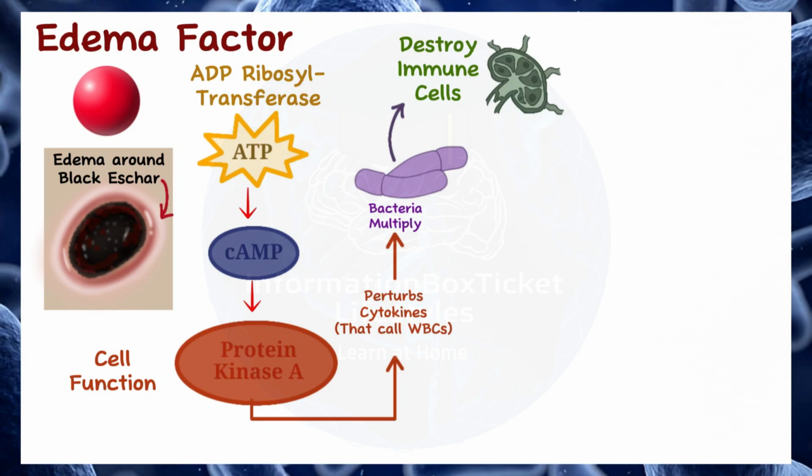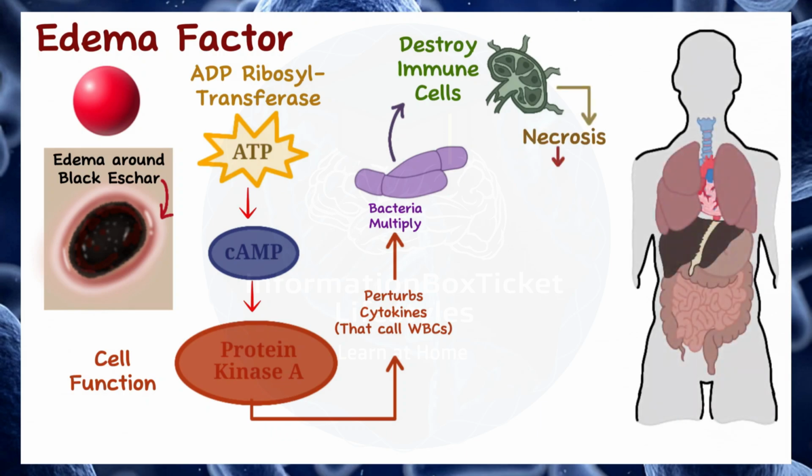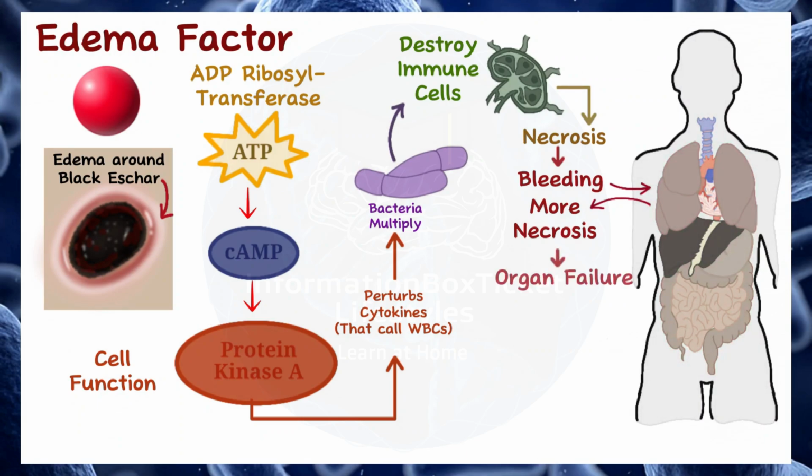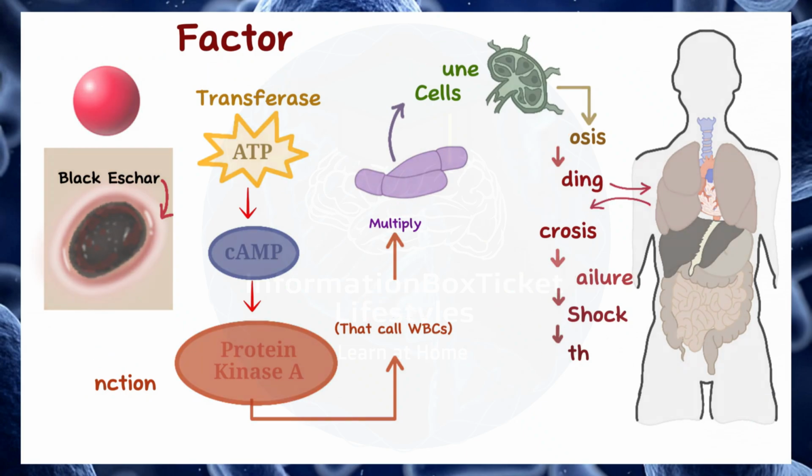This leads to surrounding tissue necrosis and eventual bleeding. With access to the bloodstream, the bacteria can spread to multiple organs, causing extensive necrosis. This progression results in multi-organ failure, septic shock, and ultimately, death.